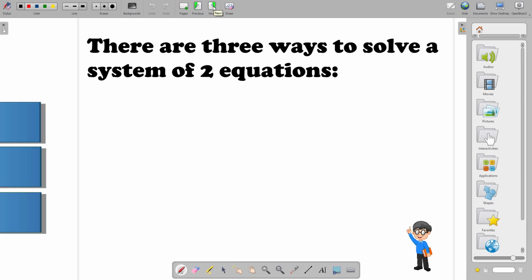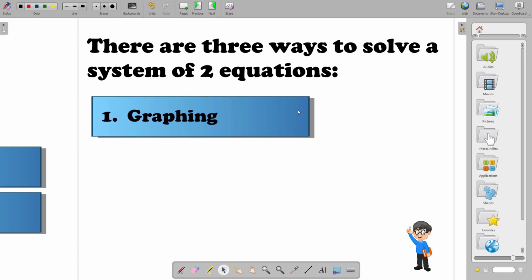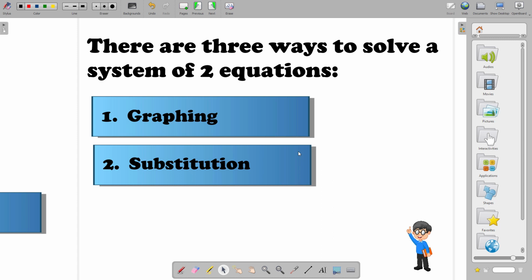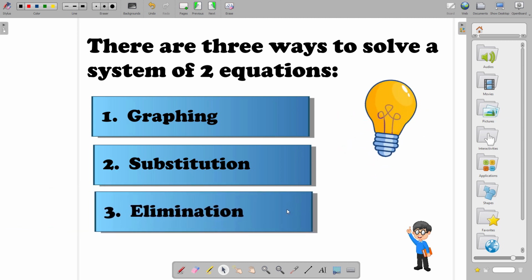There are three ways to solve a system of equations. The first is by graphing. We graph the lines, check to see where they intersect. The next method is substitution, where we take one expression and substitute it into the other expression. And the third way is called elimination, where we take two equations or three equations, add them together so that one of the terms adds out of both of the equations. So let's see what we're talking about here.